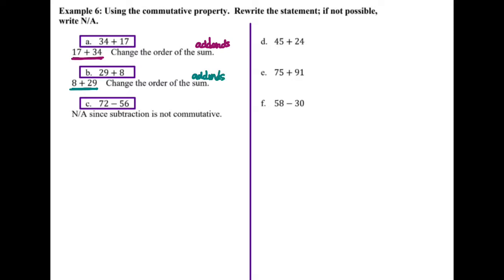And the last one, 72 minus 56. You cannot reverse it, can you? Because 56 minus 72 is not the same. Subtraction is not commutative, so you don't want that as an answer. You want NA. It's not applicable because there is no subtraction commutative property. So go ahead and try yours.